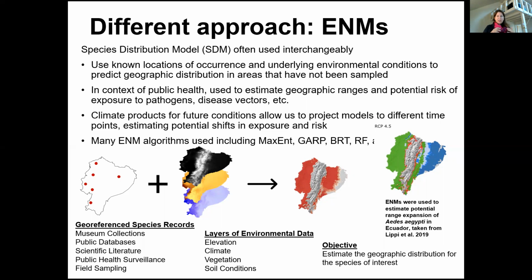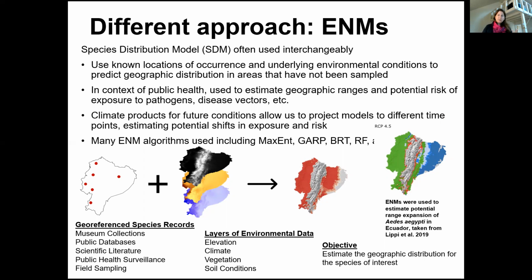In the context of public health and disease risk, this is often used to estimate geographic ranges and risk of exposure to pathogens, vectors, etc. For environmentally driven diseases, this is a framework that makes intuitive sense, and I'll get into a little bit of that. If we are able to use our climate predictions to think about future climates within the context of this environmental suitability, it allows us to extrapolate these environmental niche models to different time points so that we can think about shifts in exposures and risk.